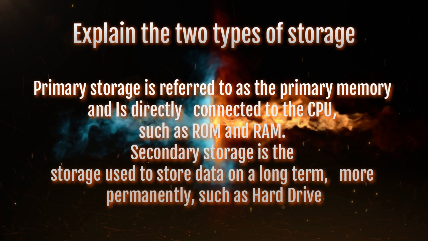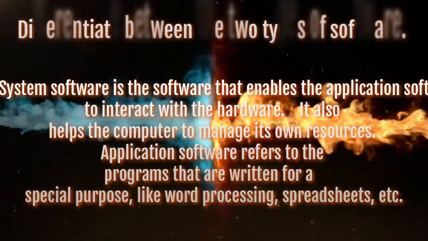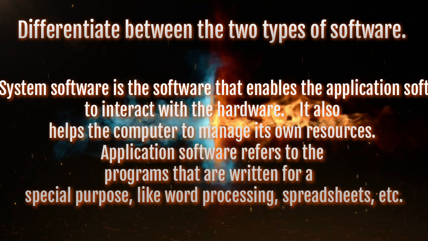We are going to differentiate between the two types of software. We have system software and application software. System software is the software that enables the application software to interact with the hardware. It also helps the computer to manage its own resources. For system software, you can give examples of Unix, Linux, Windows operating system, and so on. We have application software.